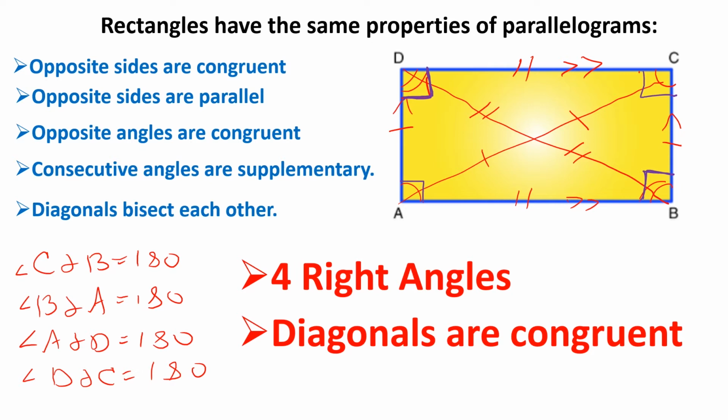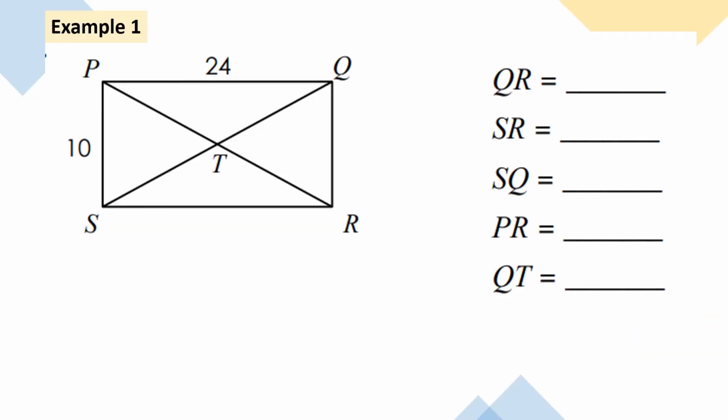So they're properties of parallelograms, but you're adding the 2 properties here where you have the 4 right angles and the congruent diagonals. So let's use our knowledge of properties of rectangles to find the measures of each of these sides noted here. First, I just want to label that SR will also be 24 and QR will be 10 because in a rectangle, opposite sides are congruent. So QR would be 10 and SR would be 24.